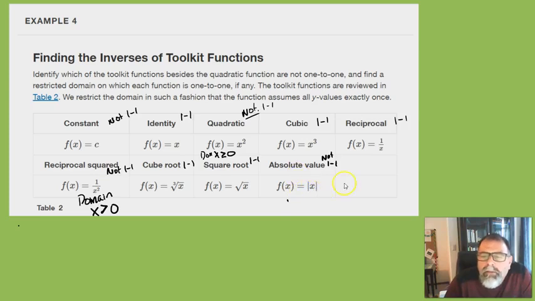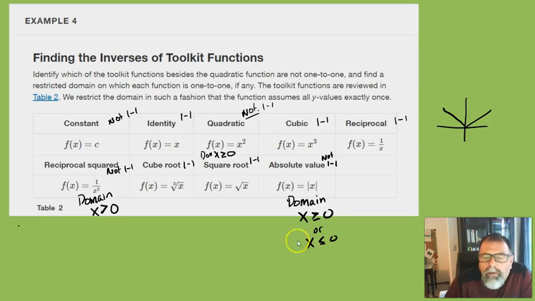And then this one, that's the v that we just talked about in the last section. So again, it's going to fail the horizontal line test, so you restrict the domain to be either, this one you can be equal to 0, or you can do it less than 0. So basically all of them you can do that, depending on what you want for your inverse function.